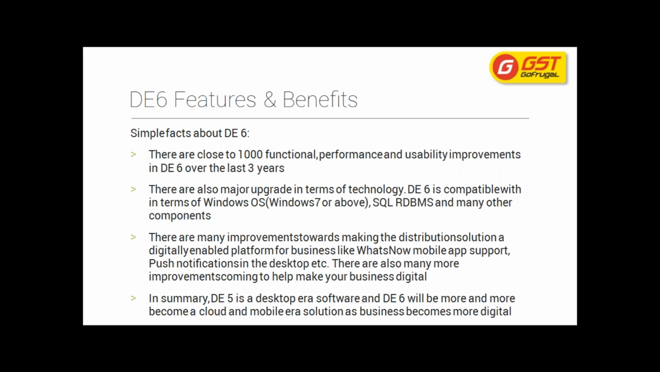There are many improvements towards making the distribution solution a digitally enabled platform for business, like the What's Now mobile app support, push notifications in the desktop, etc. There are also many more improvements coming to make your business go digital. In summary, DE5 is a desktop era software, and DE6 will be more and more becoming a cloud and mobile era solution for making your business go more digital.